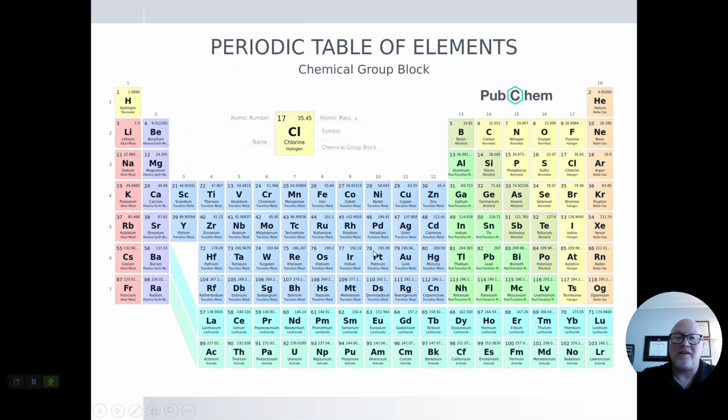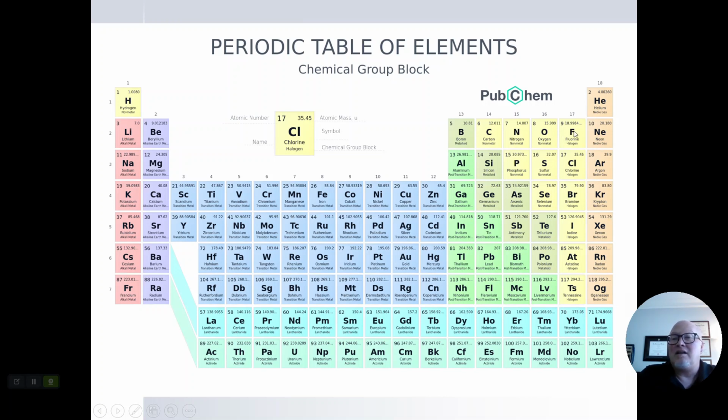Your metals would be everything to the left of that line, including the first column, which are your alkali metals, the second column, which are alkaline earth metals, and everything in the middle here, which are referred to as transition metals. All of these are metals. And then over here on the far right, here are our noble gases: helium, neon, argon, krypton, xenon, radon, oganesson.